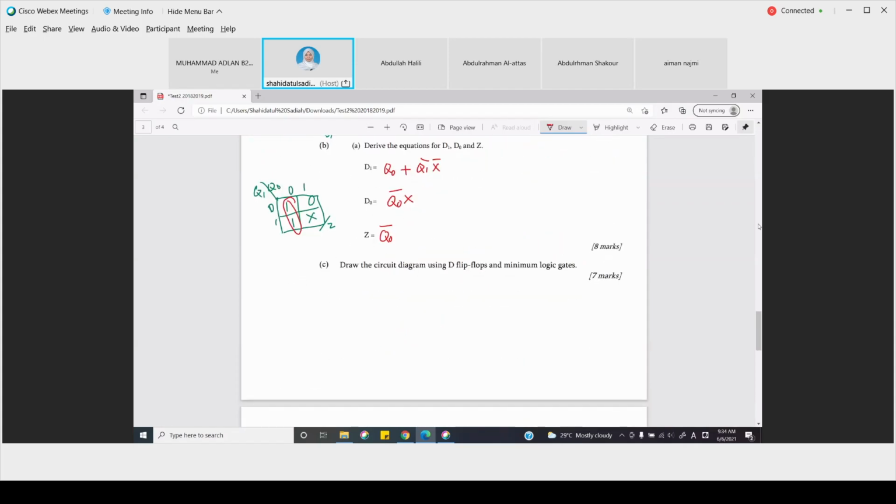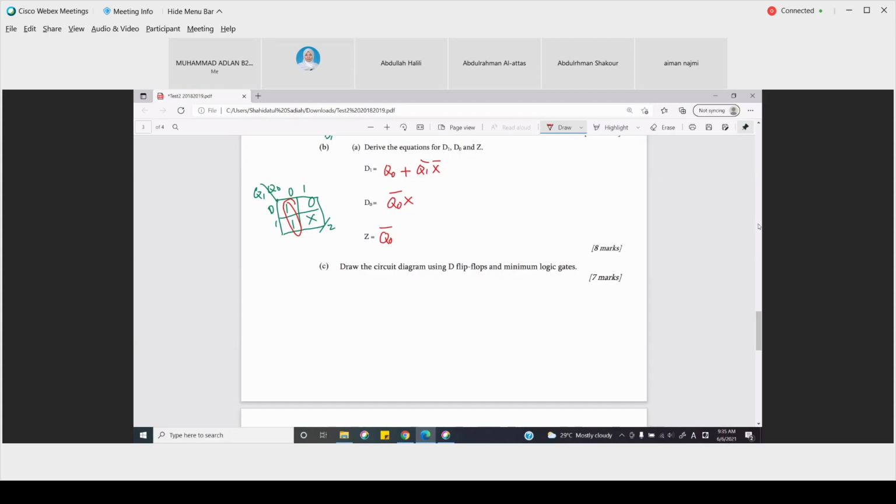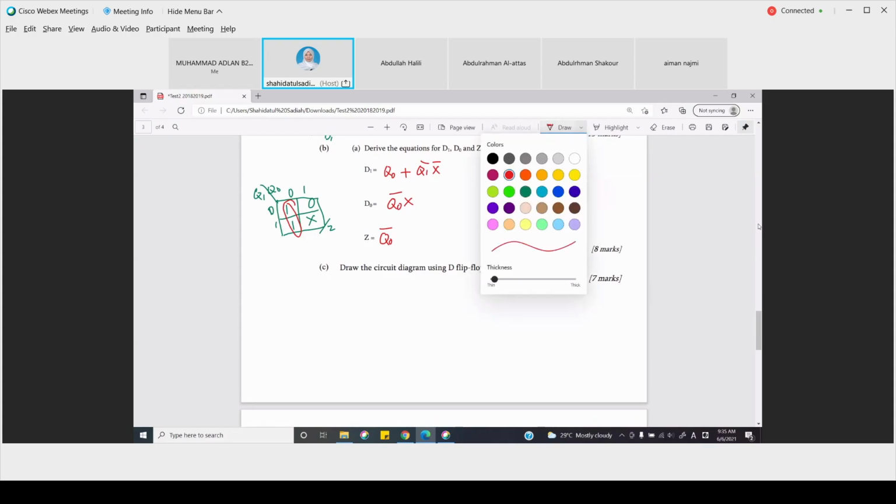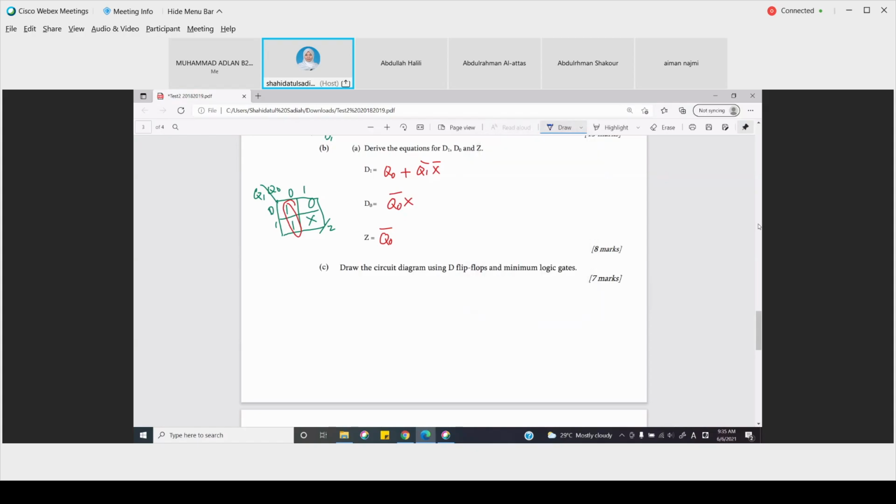Oh, and then we have to draw the circuit using D flip-flops and minimum logic gates. I have asked the other lecturer whether they will accept it if you don't connect the feedback if the circuit is complicated, and they said yes, you can just draw the circuit without the feedback.